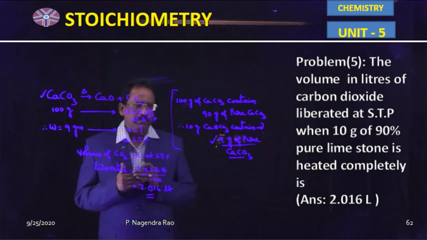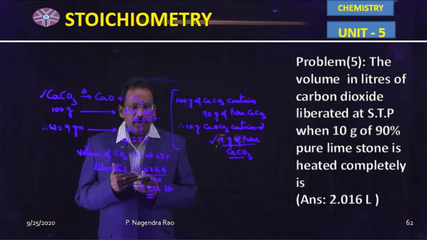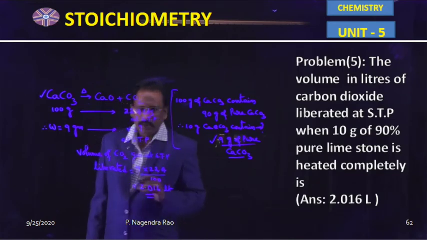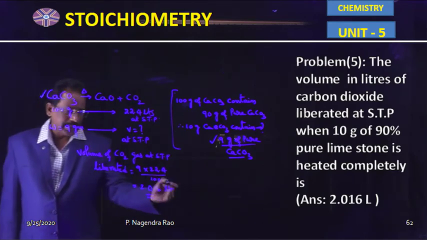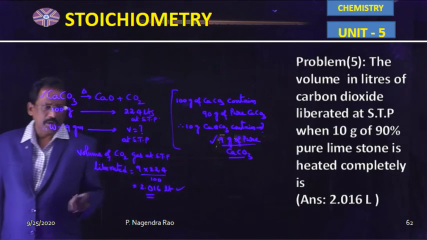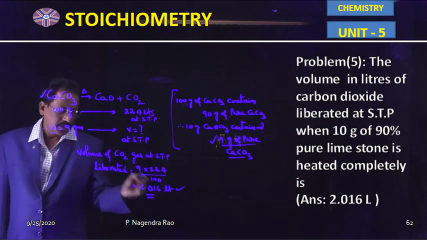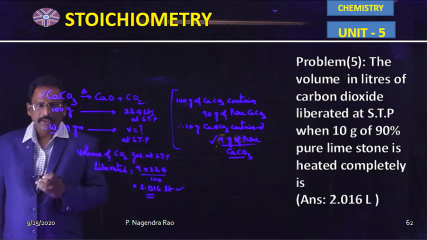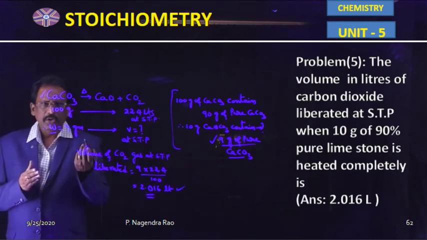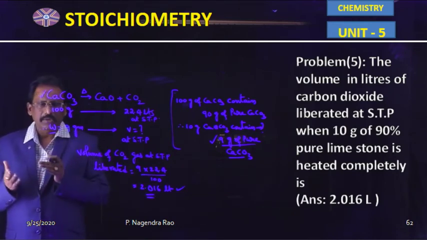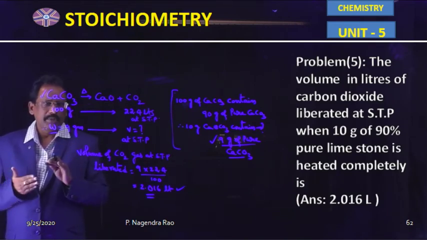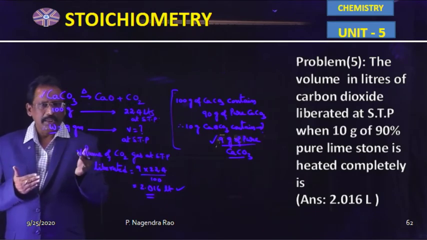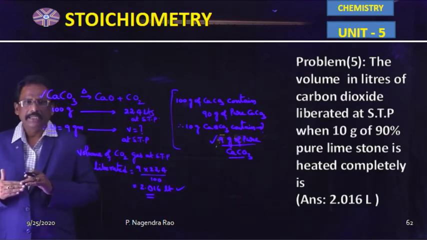So 10 grams of 90% pure limestone on burning produces 2.016 liters of carbon dioxide gas. So this is also one of the examples of weight volume calculation. This is also one of the types of stoichiometric calculation. That's why stoichiometry means the quantitative relationship between the reactants and products in a given chemical reaction.